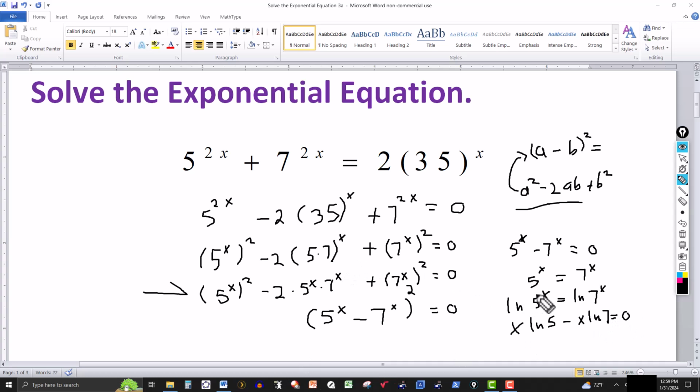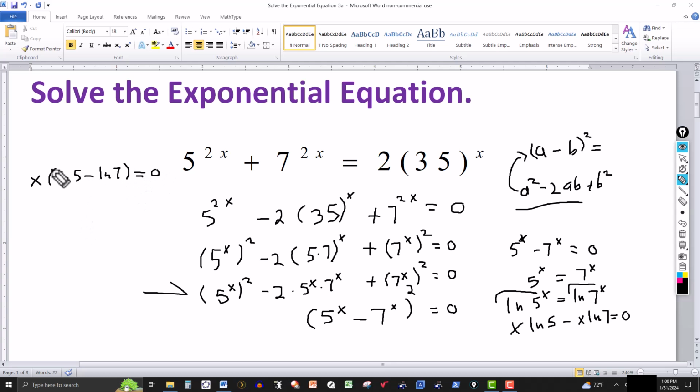Again, properties of logs allow me to bring that exponent as a coefficient. The same thing for this one. So I'm going to get x natural log of 5 on this side, x natural log of 7, and I just put this term over, change the sign. And then I'm going to factor an x out of these two here. I'll bring it over here, so this will be x times ln 5 minus ln of 7 equals 0.